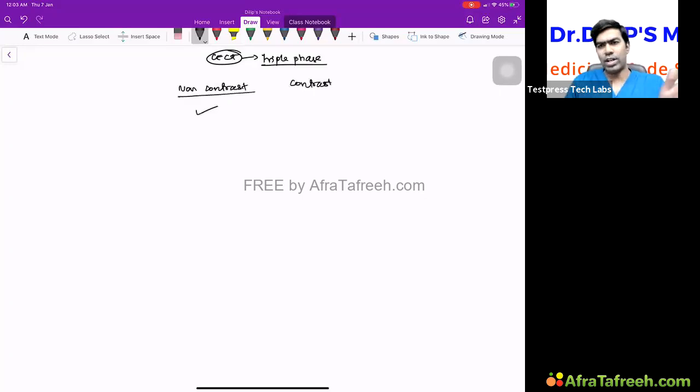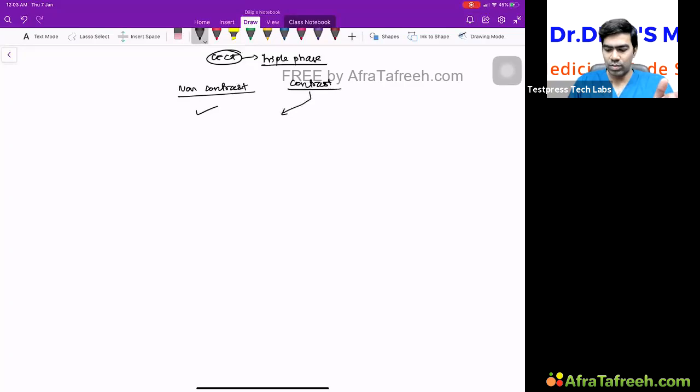Non-contrast phase, you're going to do routine imaging. You're going to tell whether it is hypo or hyper to the surrounding liver. That's what you're going to tell. In the contrast only, you have 3 phases. What are 3 phases? The first phase is what we call the arterial phase. And the second phase is what we refer to as the portal venous phase. And the third phase is what we refer to as the delayed phase, or delayed venous phase, or just a delayed phase.